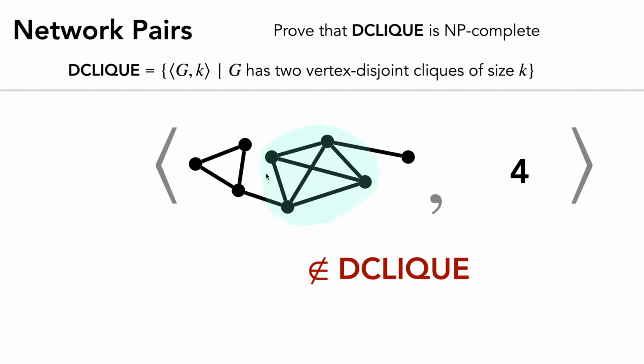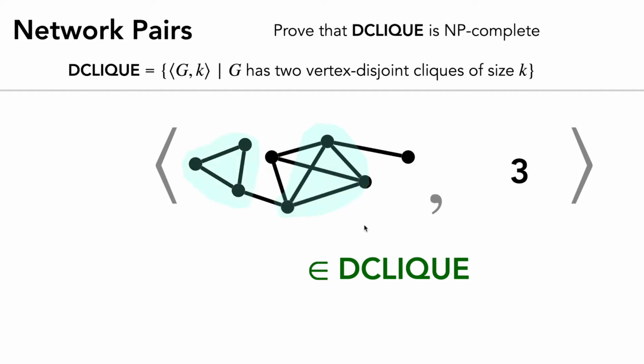We were able to find one clique of size 4, but we weren't able to find two vertex disjoint cliques of size 4. Let's try resetting and plugging in a different number, 3. Is this an element of d-clique? Yes, it is, because we are able to find two cliques of size 3, and they are disjoint. Notice we couldn't pick out, say, these two cliques, because they overlap. They are not vertex disjoint. We have to pick these ones.